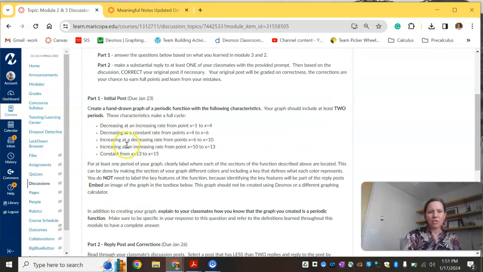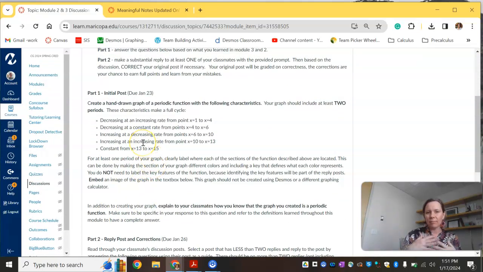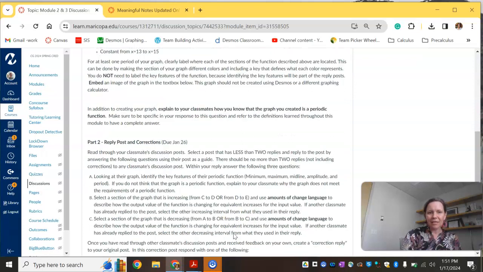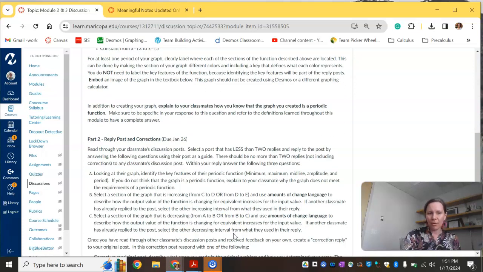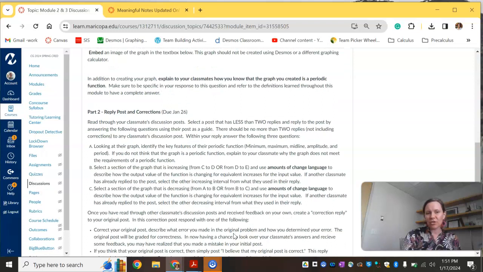And so we have a question here, and you basically are being asked to sketch a graph that will be a periodic function, and using some of our rates of change language we learned about in our covariation module. This post will be just shared with the people in your discussion groups. And once people have posted, you'll be asked to reply to other people's posts. And this particular one gives you a specific thing I'm looking for in your reply.